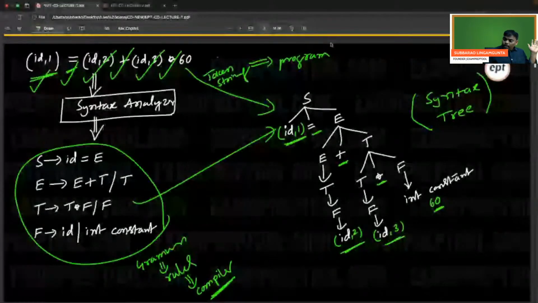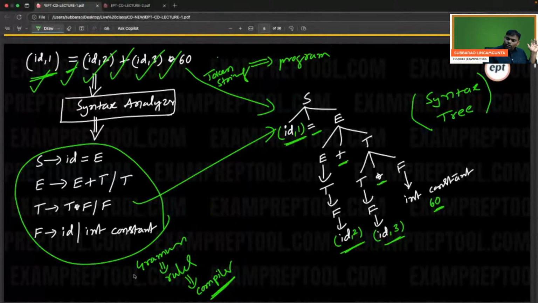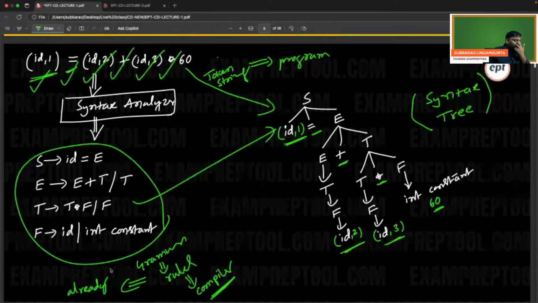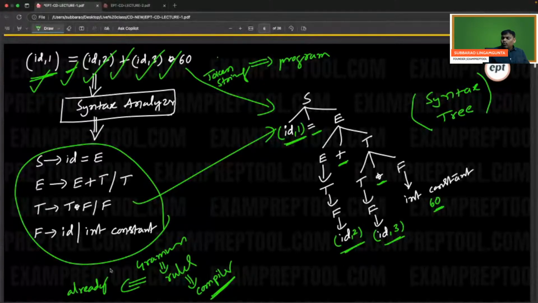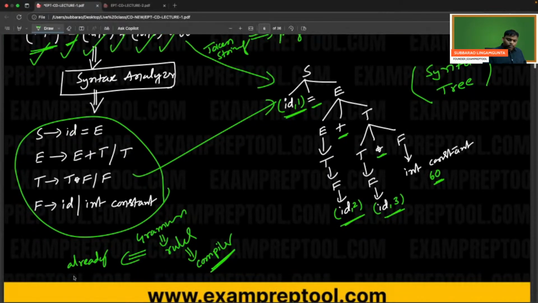Remember, grammar means rules, rules means compiler. So this is inbuilt. It is already there inside, so no need to give it. It already exists. No need to give any input. But remember, syntax analyzer requires two things: grammar also, string also. String is the user program, but grammar is already there inside. Compiler is nothing but grammar only. When you say the compiler is installed, you say C compiler.